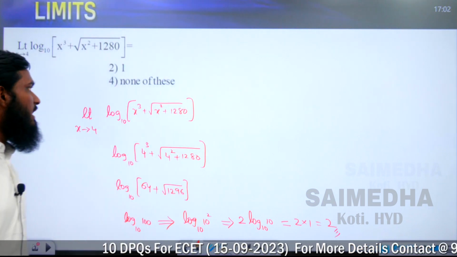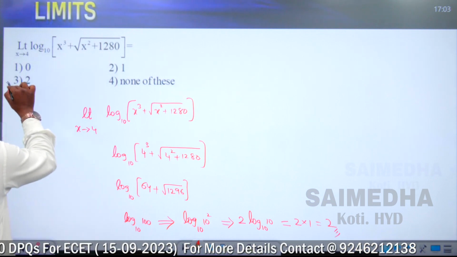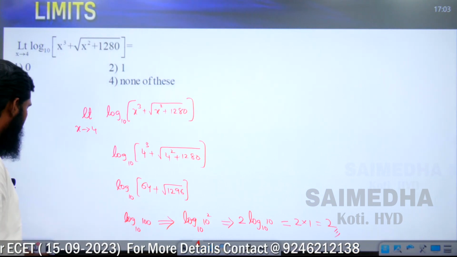So this was again a simple question, only we have substituted the x value, and we are getting the answer over there. So we are taking option 3 as the answer. Option 3, answer is equal to 2.